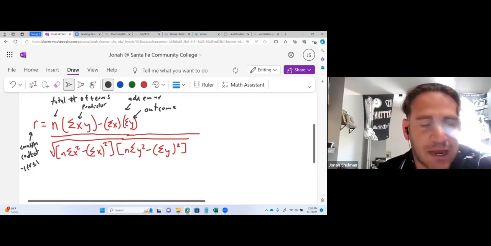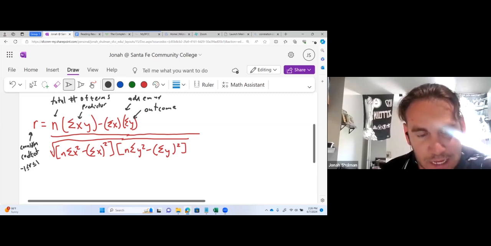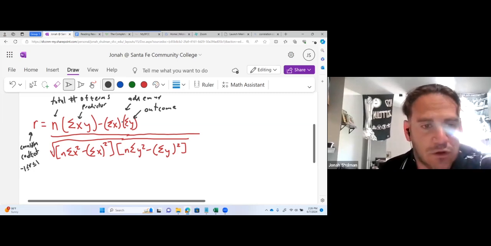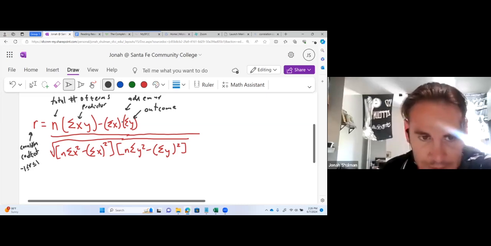So basically, we have to take all of our terms, multiply every one of these terms together, and then add them up, minus all of the x terms added up times all of the y terms added up. That's all that means. Then we've got this one, which is n sigma of x squared minus sigma of x squared. These look almost identical, right?